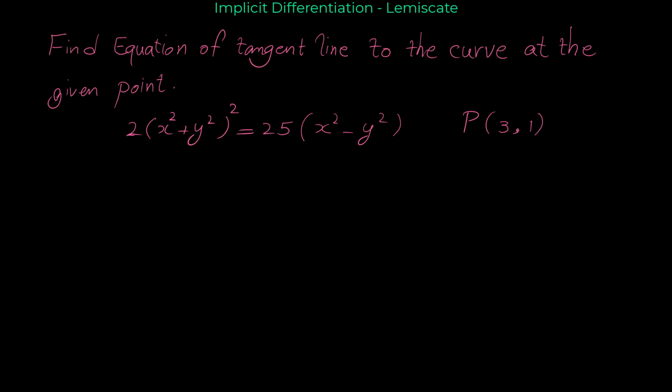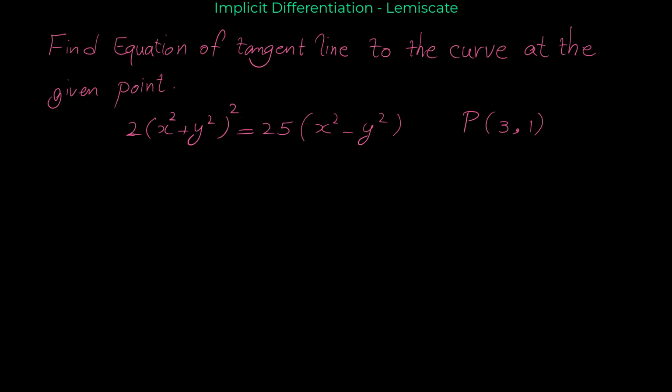The first step in implicit differentiation is to take the derivative of both sides of the relation with respect to x. For finding the derivative of the left side, we use the power rule. Here we have a power. This bracket is raised to this power. And attention, the expression inside the bracket is the inside function, and the power 2 is the outside function. So we use the chain rule here.